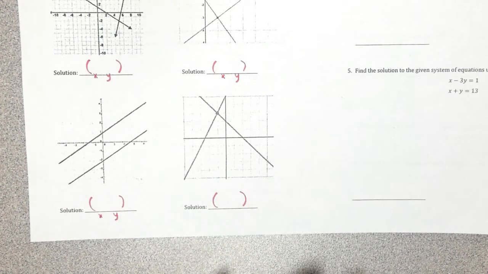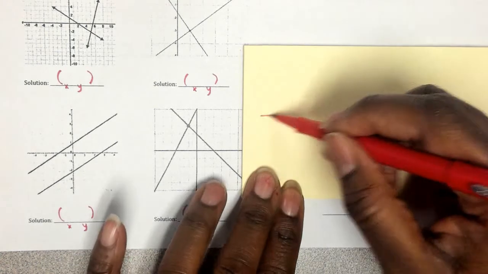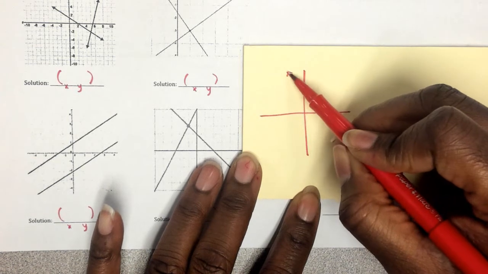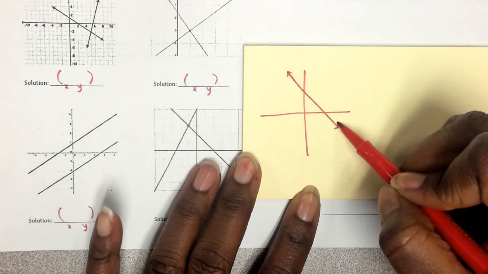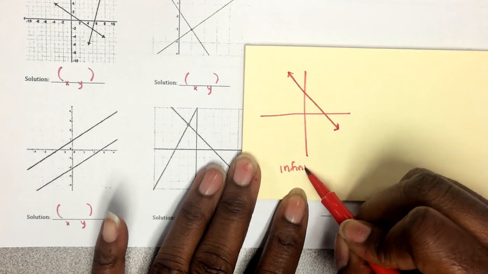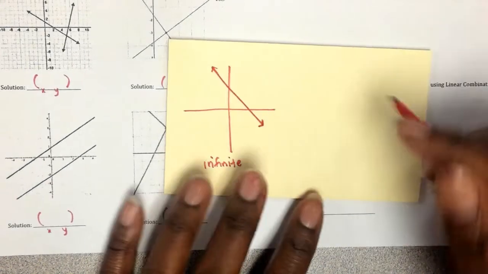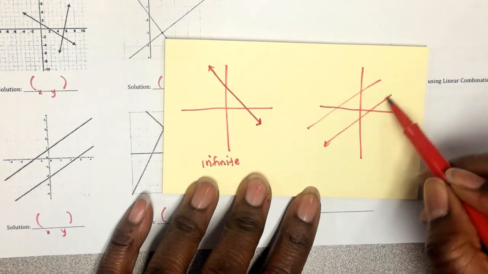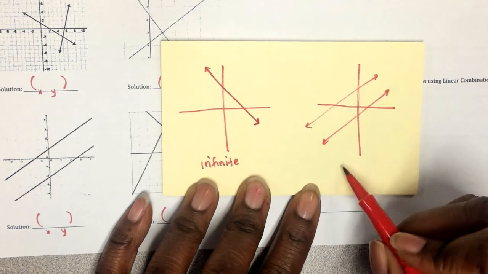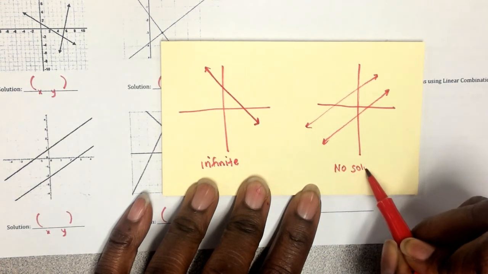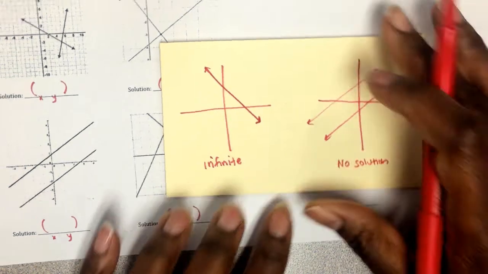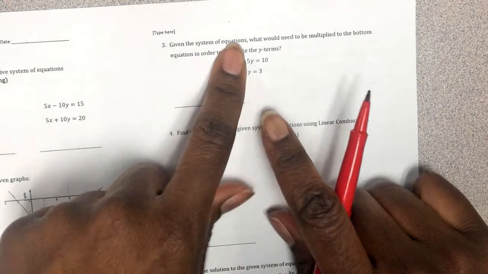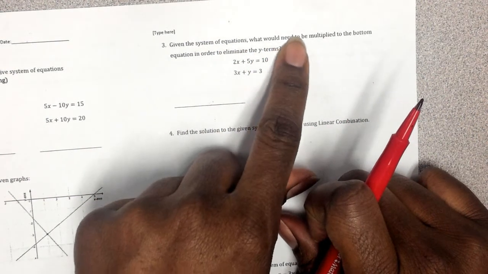However, remember, if the 2 lines do not cross, it could mean that it's really only one line that is the same, which is infinite. Or it could mean that there are 2 lines, but they are never going to cross. So that's no solution. All right, please don't forget about those.